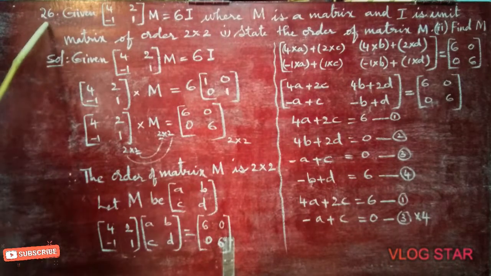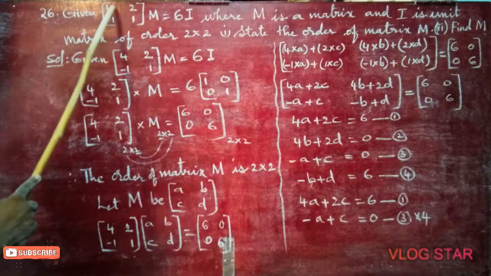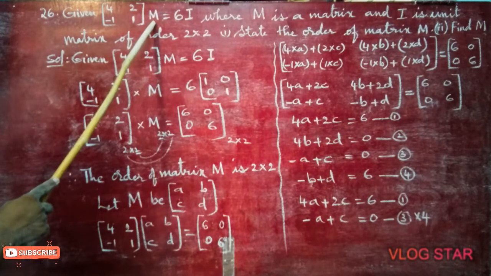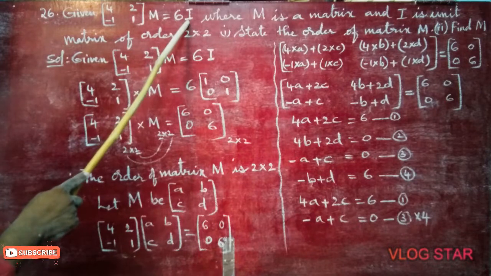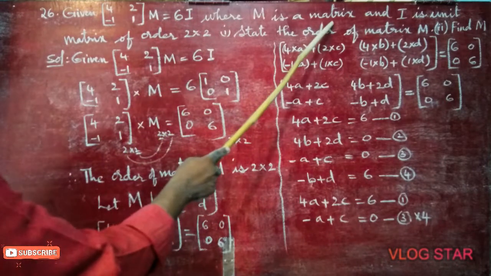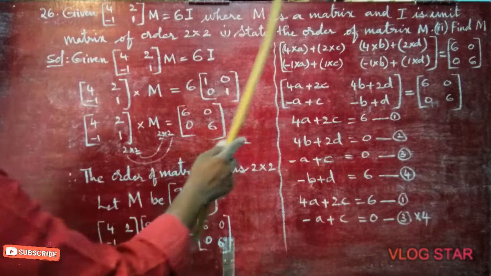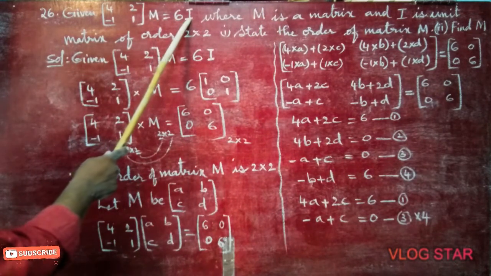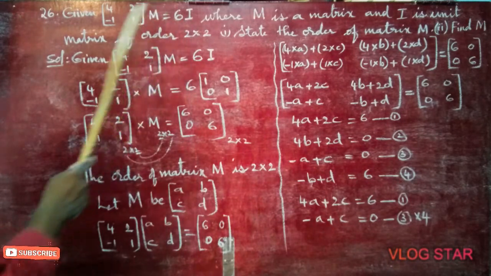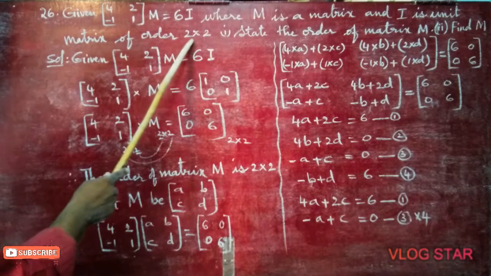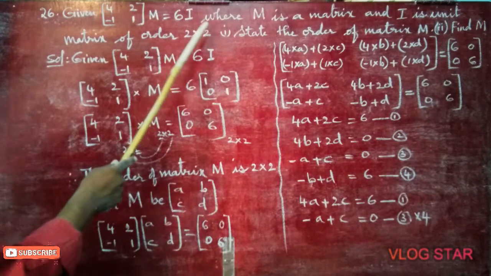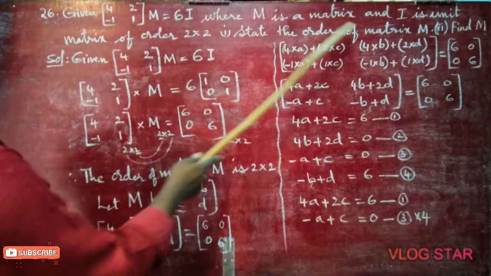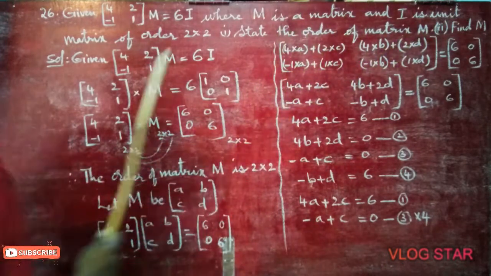26th problem. Given matrix 4, 2, minus 1, 1 into M is equal to 6I, where M is a matrix and I is a unit matrix. M is a matrix and I is also a matrix, but this is a unit matrix or identity matrix of order 2 by 2. Which one? This I is a unit matrix of order 2 by 2. State the order of matrix M and find M.